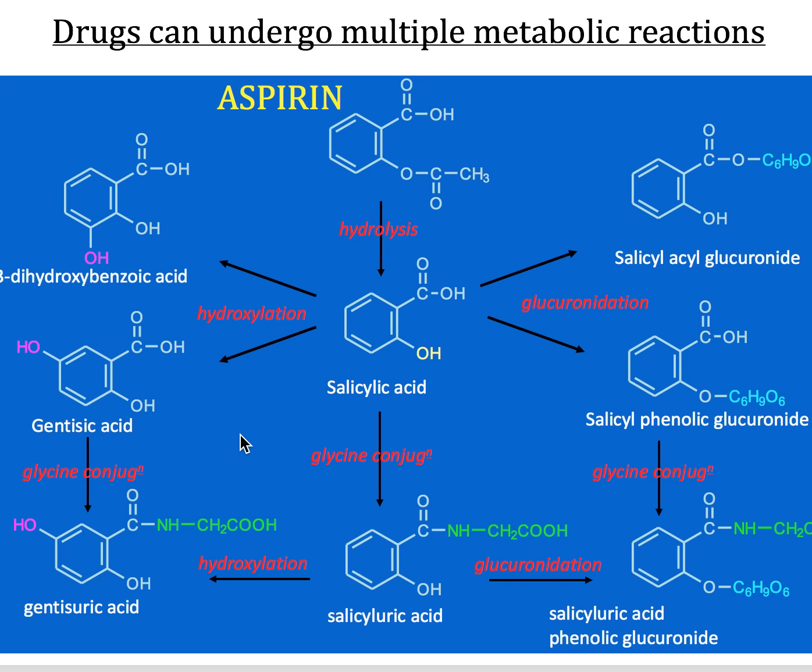So the drug can undergo multiple metabolic reactions. Take aspirin, a common analgesic given to most patients. Initially, hydrolysis would be done by a carboxylesterase enzyme. You look for the area which contains the ester. In hydrolysis, you look for an ester or an amide, remember.